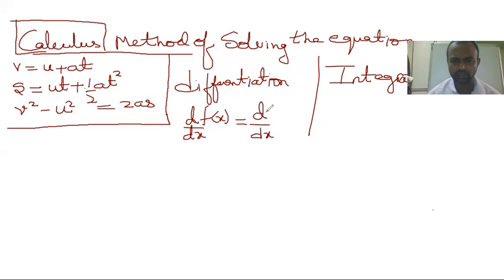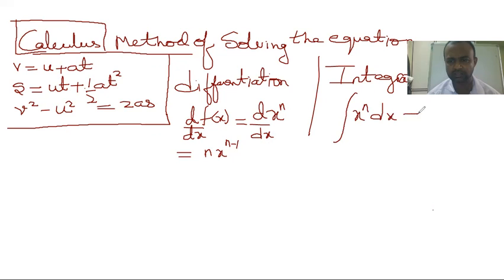How are we going to do that? There are several formulas in differentiation. One of them which we are going to use to derive these equations of motion is d by dx of x power n. The formula for that is n x power n minus 1. That's it. And the reverse formula for this is the integral of x power n dx.